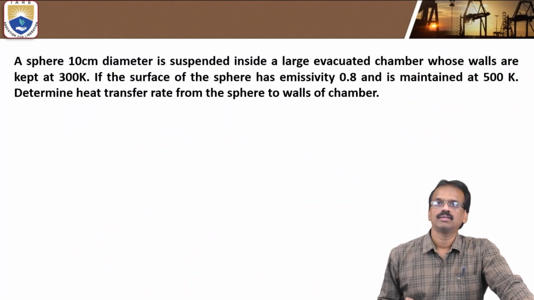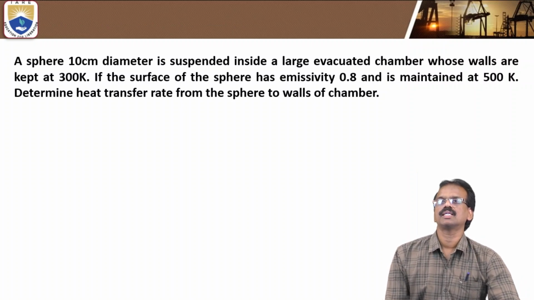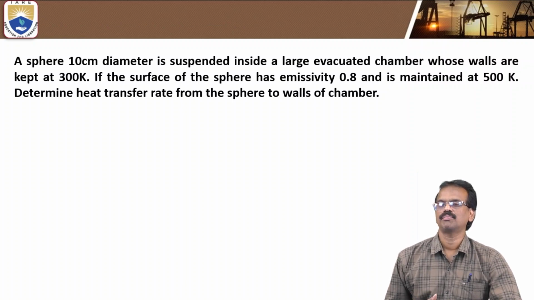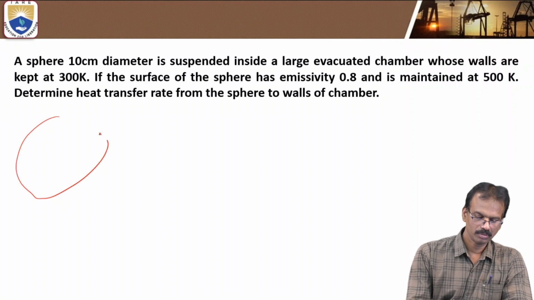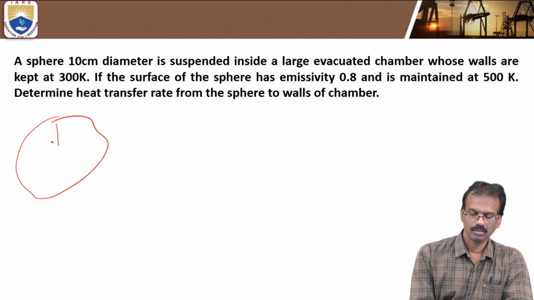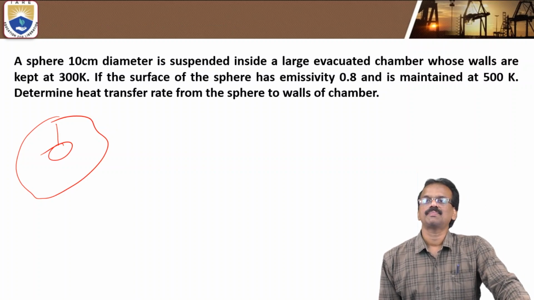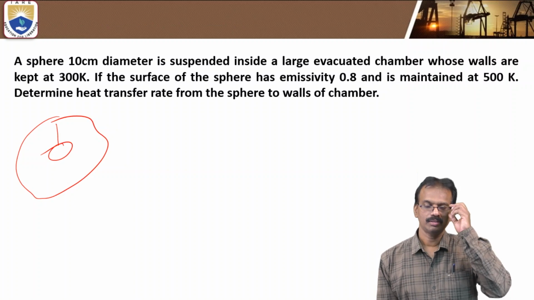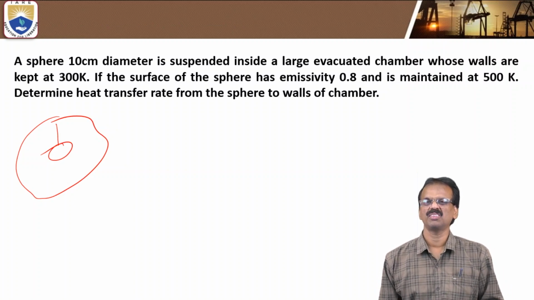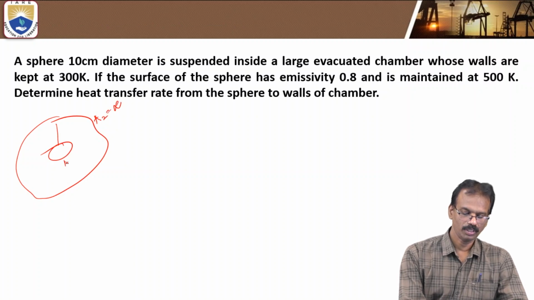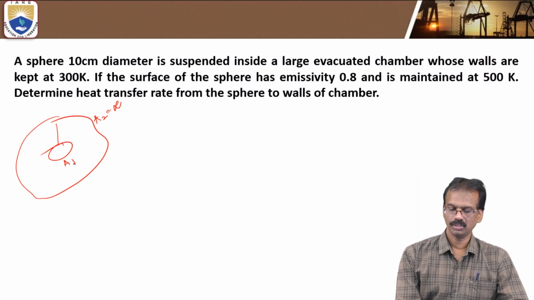A sphere of 10 centimeter diameter is suspended inside a large evacuated chamber. So this is the big chamber. Here one sphere is suspended inside a large evacuated surface. You can see this is the condition of a small body in a big enclosure. So here, big enclosure means that A2 you can consider this is infinity. So the area as given, we'll see this one.